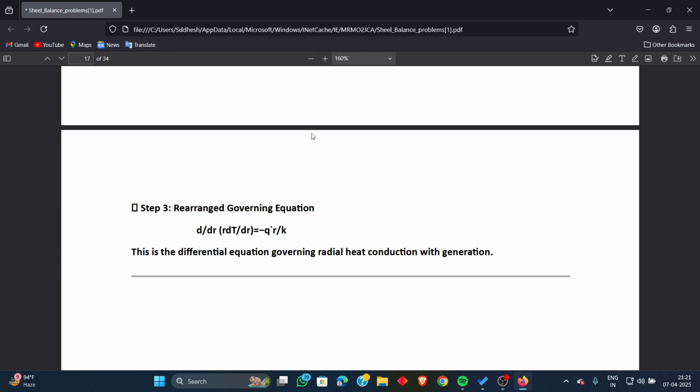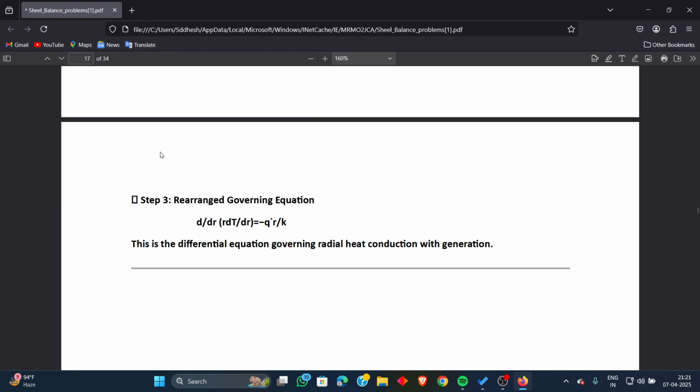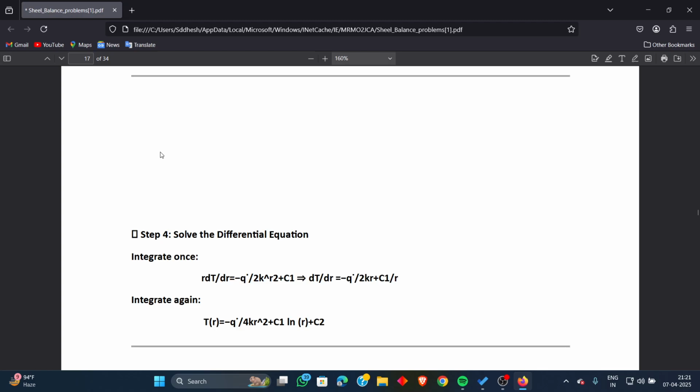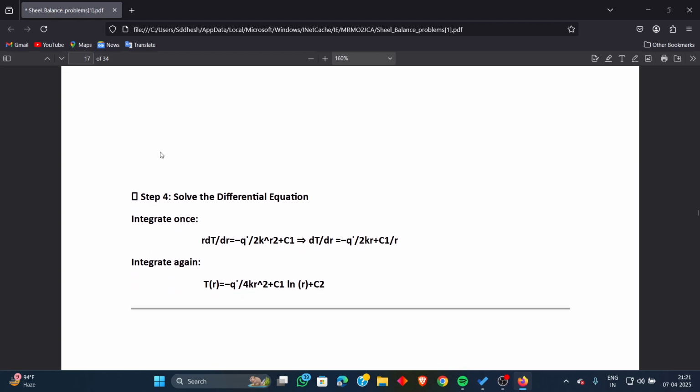After solving the equation on the upper page, we get d by dr of (R dT by dr) is equal to minus Q dot R upon K. This is the differential equation governing radial heat conduction with generation. Step 4, solving the differential equation. After integrating the governing equation once, we get R dT by dr is equal to minus Q dot upon 2K into R square plus C1, that is dT by dr is equal to minus Q dot upon 2K R plus C1 by R.